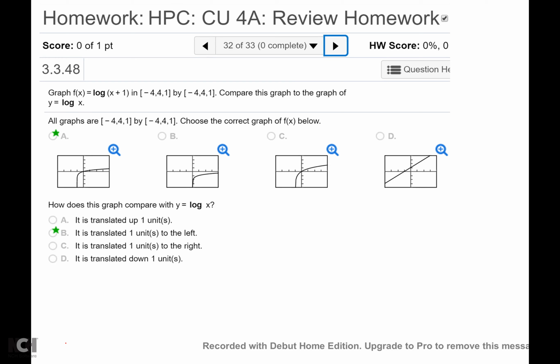All right, and it says graph this and compare it to this. Well, again, this is going to be your logarithmic function, 1 unit left. So it should pass here, now it's passing here. So it's got to be that one. Okay, or that one. That one's passing through 0, 2. But this one would have more of a stretch, whereas this one is no stretch, and I don't have any stretch. Okay, so now compare it to log x. Well, it's going to be shifted 1 unit to the left.